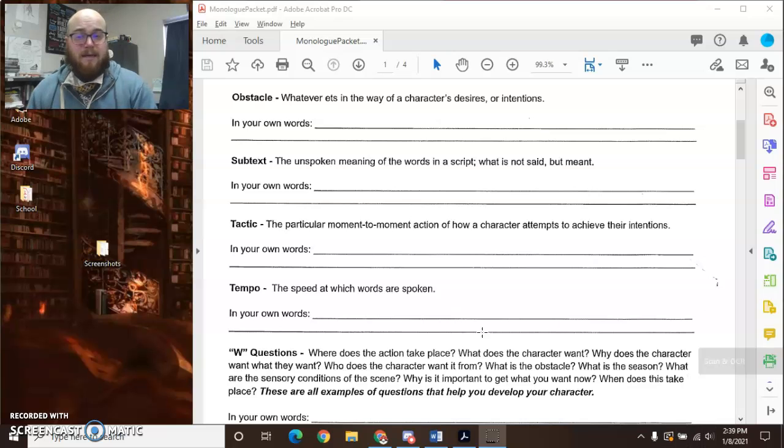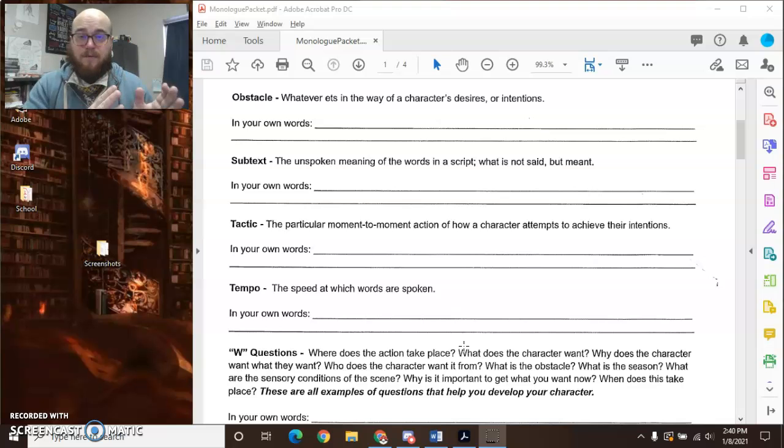Now, with the next thing, we have subtext. So subtext is when you say one thing, but you kind of mean another thing. The classic example that I use here, let's say a student were to walk through my door right now, and I say, "Oh, John, it's so good to see you," versus, "Oh, John, it's so good to see you."